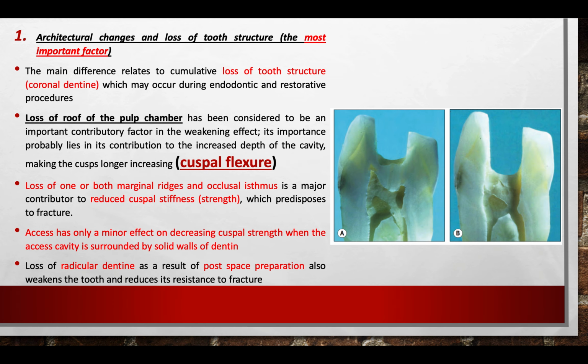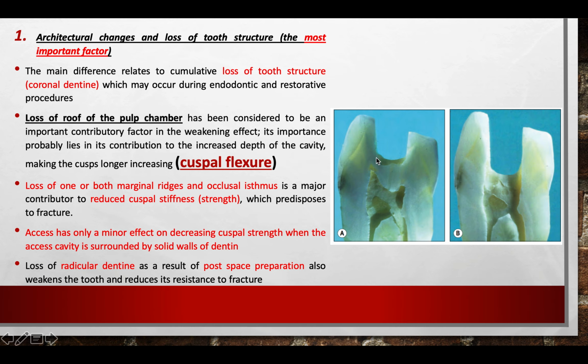treated tooth, we should be extra careful, is the loss of tooth structure and the architectural changes of a tooth after undergoing a root canal treatment. This is a very important factor. The roof of the pulp chamber acts like a bridge that connects the buccal side with the lingual side, and it connects the mesial side with the distal side. When we do root canal treatment, we de-roof the pulp chamber.